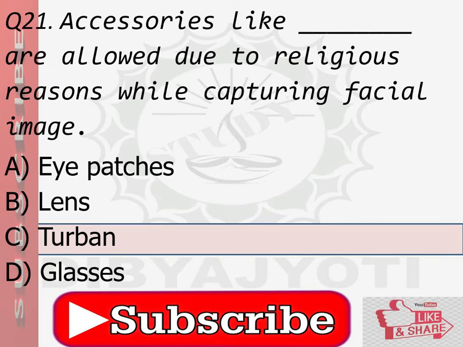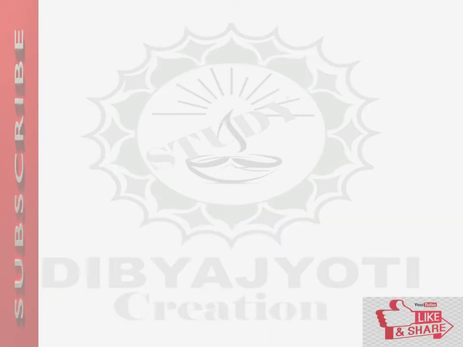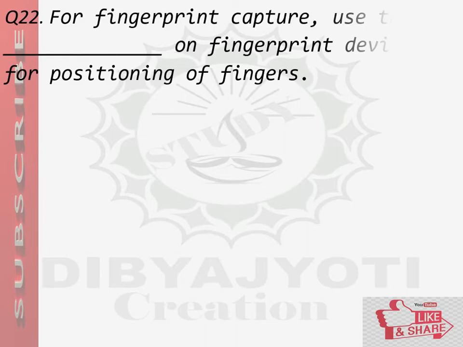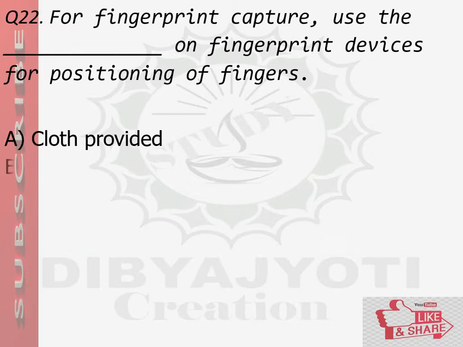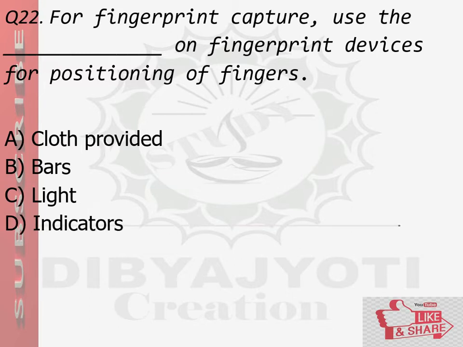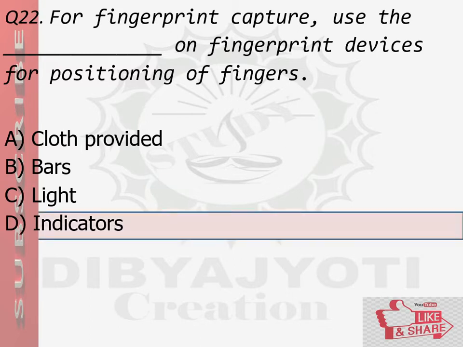Okay. Next, for fingerprint capture, use the dash on fingerprint devices for positioning of finger. Option A, cloth provided, option B, bars, option C, light, option D, indicator, and answer is option D, indicator.